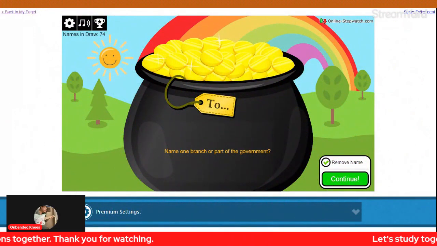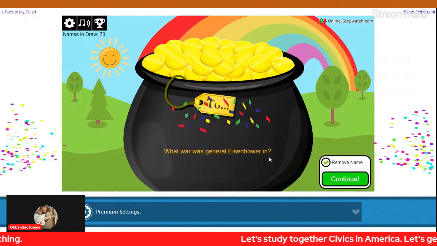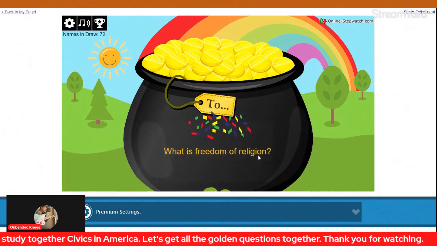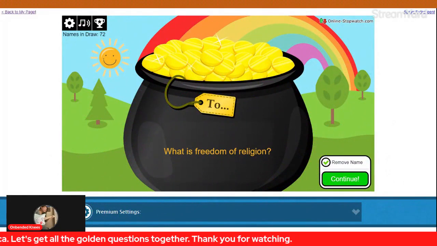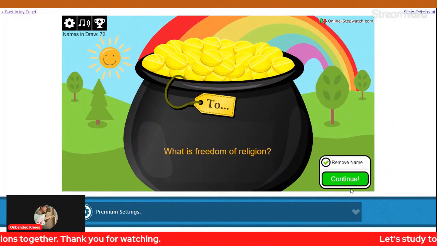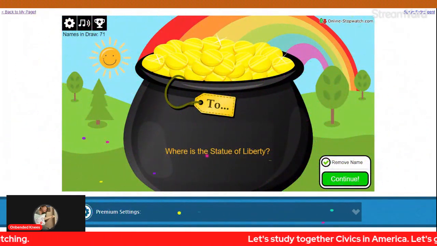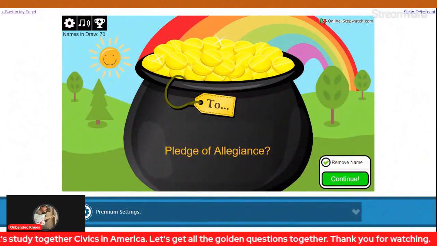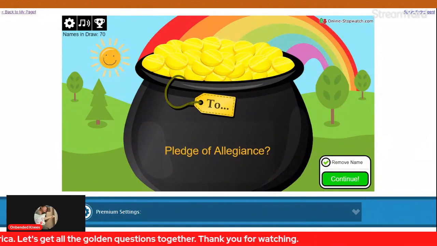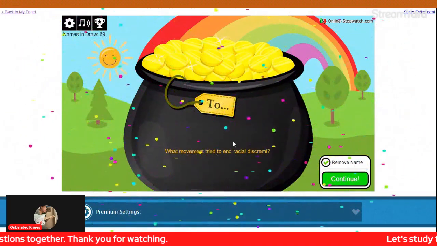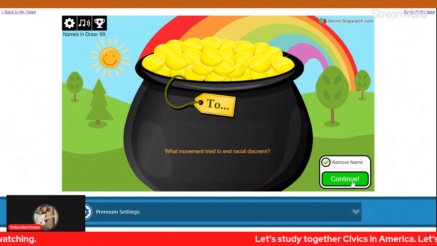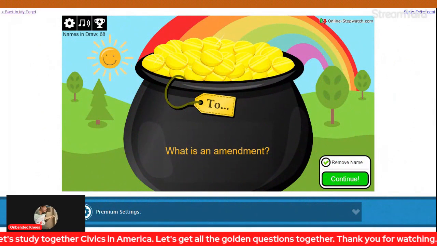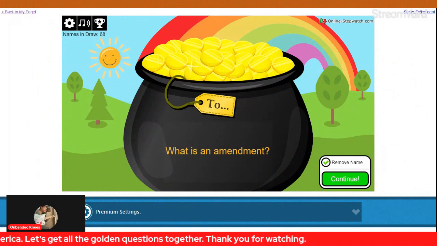The part of the government, Congress. General Eisenhower in World War II. Practice a religion or not practice a religion. Statue of Liberty, that's in New York, or Liberty Island. Allegiance is a promise to be loyal to the United States or to the flag. Next, racial discrimination, the civil rights movement. An amendment is a change to the Constitution or an addition. It's a change or an addition.